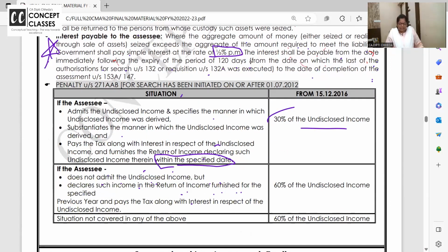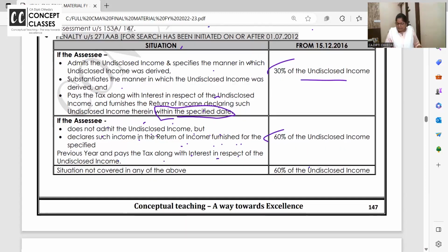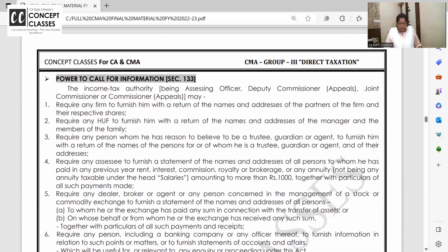Okay? And if the SSC admits everything, he discloses everything within the time limit, then 30% of undisclosed income is the penalty. But if he does not agree, he does not declare it in the previous year and pays the amount along with interest on undisclosed income, then 60%. So if they agree and pay the tax on time, then 30%, otherwise 60%. ठीक है?